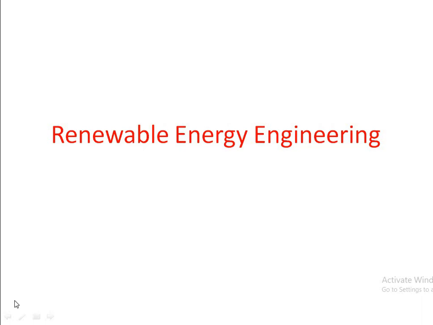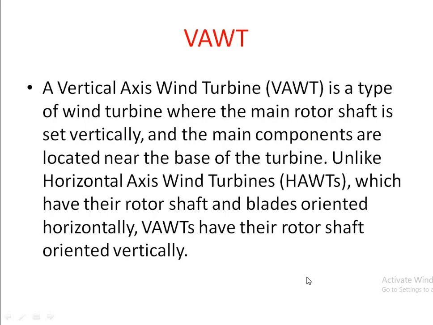Hello friends, today we are going to see renewable energy engineering, in which we will discuss vertical axis wind turbine. What are its advantages, disadvantages, components, and different types of applications of this vertical axis wind turbine. So VAWT stands for vertical axis wind turbine, which is a type of turbine where the main rotor shaft is set vertically and the main components are located near the base of the turbine.